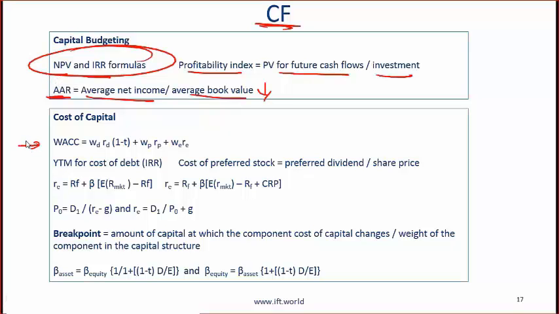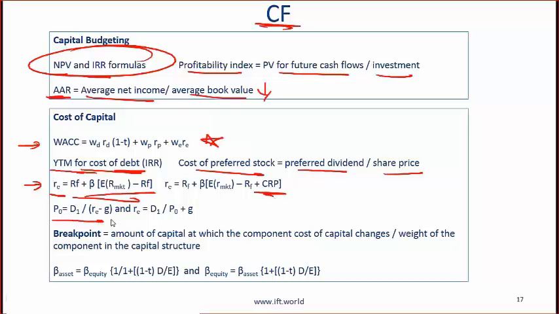This is the WACC formula. This is a type 1 and absolutely must be known, almost a guaranteed question. How do you come up with the YTM for cost of debt? You use IRR. The cost of preferred stock is the preferred dividend over share price. These are the various formulas for cost of equity. So this is regular CAPM. And then if you have a country risk premium, then you add that.